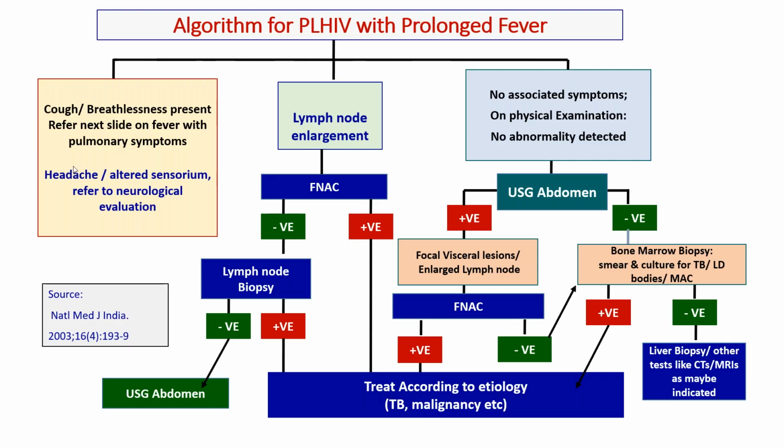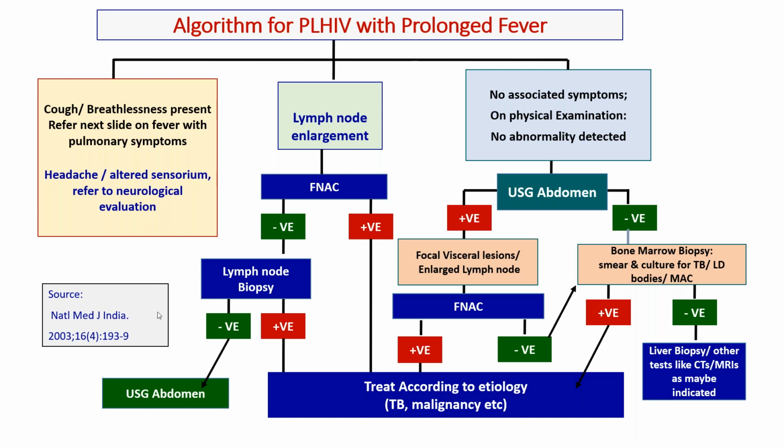So I don't want to go into this detail, but this is an algorithm which tells you how to approach a patient with prolonged fever. So remember, look whether the patient has cough or breathlessness, which means the patient probably has pulmonary symptoms. Try and look for respiratory tract involvement. If the patient has headache or altered sensorium or seizures, the patient could be having neurological involvement. Try and evaluate the nervous system in great detail.